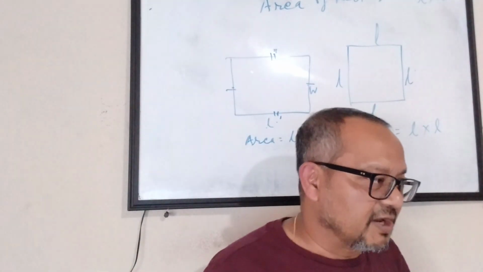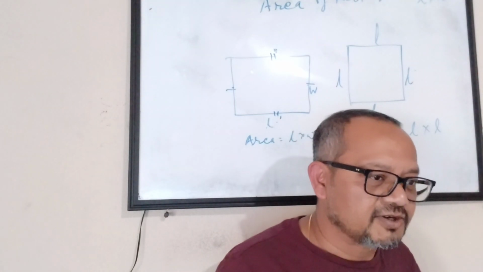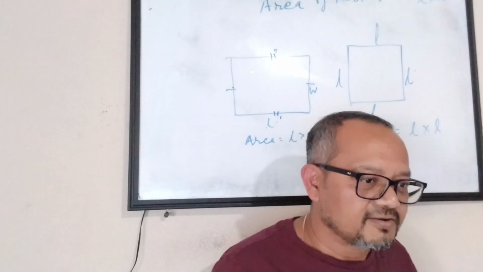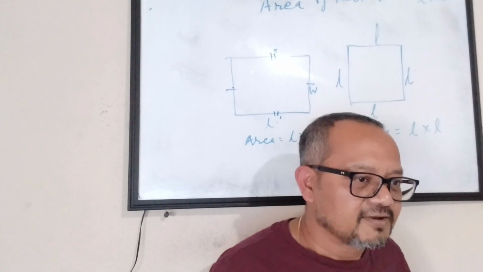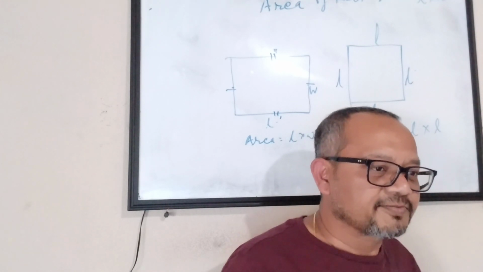No, I'm saying perimeter. Yes, you're saying something. Go ahead. You're talking on mute, I cannot hear you.